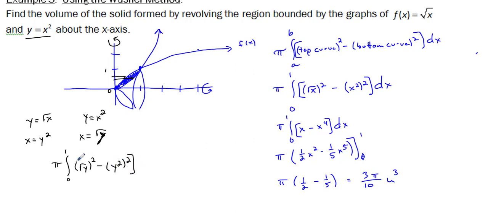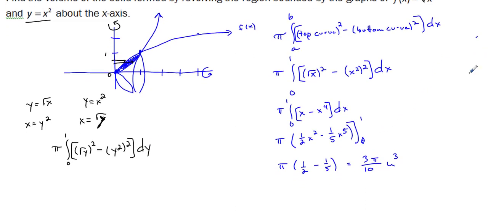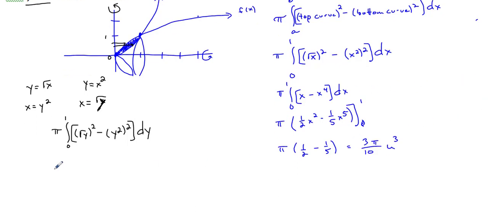Do you guys notice anything kind of nice about this problem? It's dy this time also. Anybody notice anything kind of nice? It's the exact same, right? That happens sometimes. 0 to 1, that'd be y minus y to the fourth, dy. And we can just jump right to that 3 pi over 10, right?